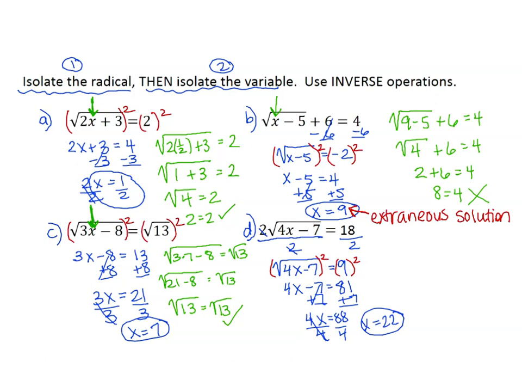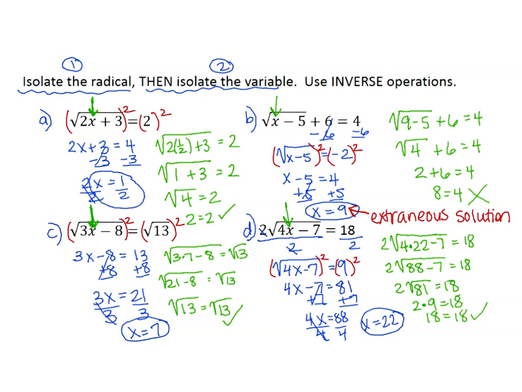We have to take that extra step of plugging it back in right here. So we'll have 2 times, I'll make it a little bigger, the square root of 4 times 22 minus 7, and we have to see if that does equal 18. So 2 times, 4 times 22 is 88. And then we have 2 times the square root of 81, which is 2 times 9. So we do get 18 equals 18.